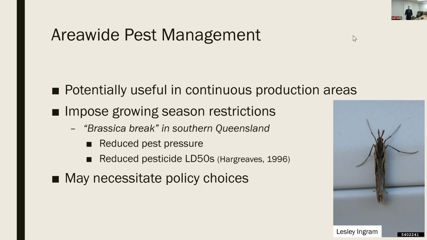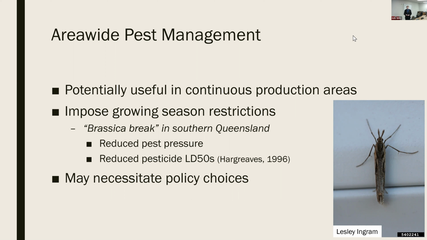And with fairly high levels of adoption, this saw a lot of success, and the pest pressure in the areas was reduced. And they, in some cases, actually with testing, saw that some of the pesticides being utilized there actually had reduced LD50s after these breaks. After a number of years of these breaks, some of the resistance in those populations was seen to be abating.